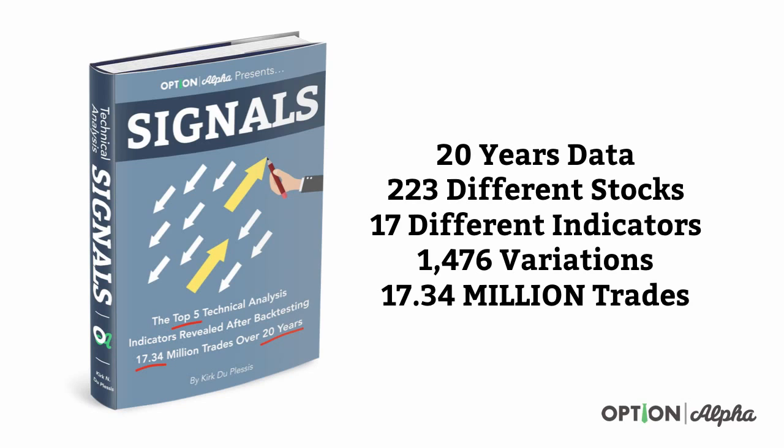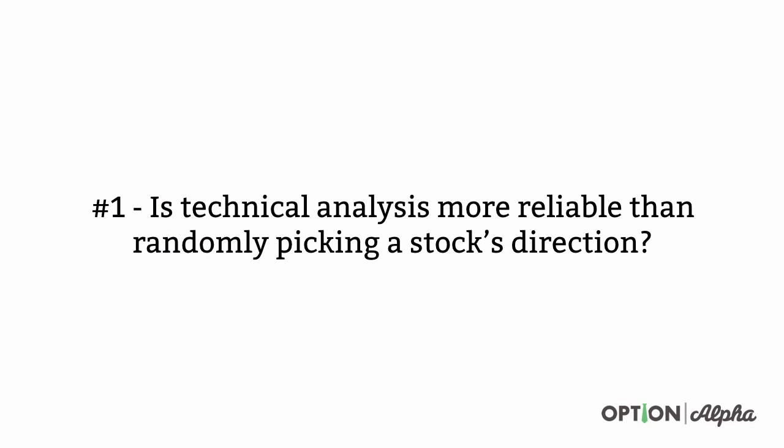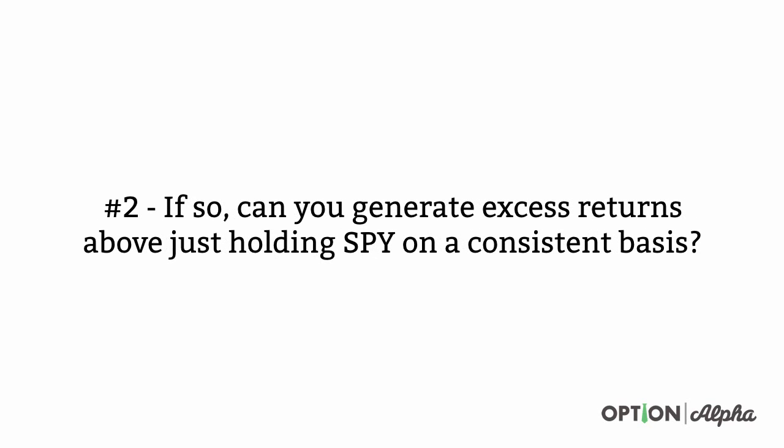At the end of it, we ended up tracking about 17.34 million trades over the course of our year-plus study with all these different indicators and stocks. And basically, we were looking for 3 questions to be answered. Number 1, is technical analysis more reliable than randomly picking a stock's direction? Honestly, nobody has asked this question in the entire world. If all this stuff is so good, how good is it? Is it more reliable than randomly picking a stock's direction? That's number one. Number two, if it is, can you generate an excess return above just holding the market?